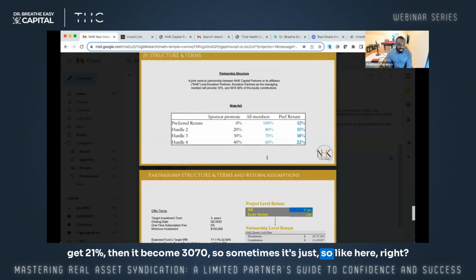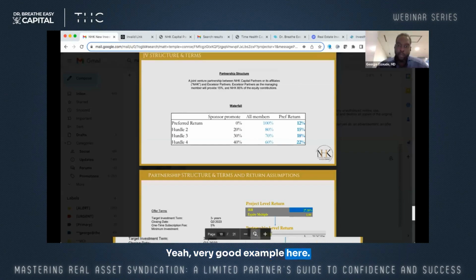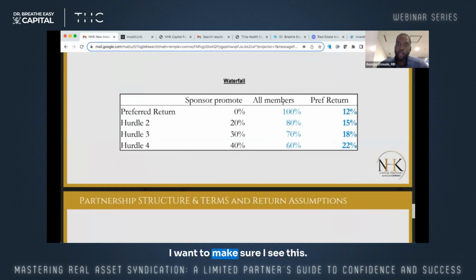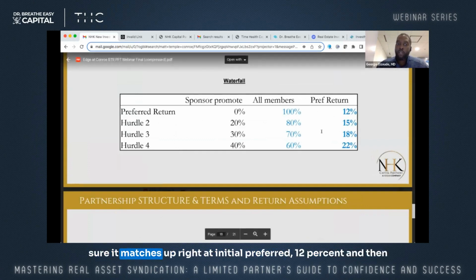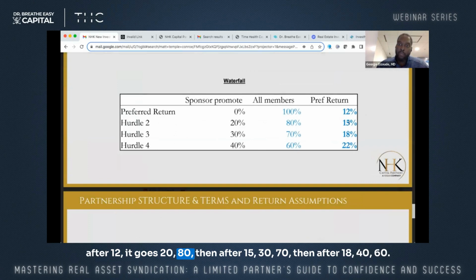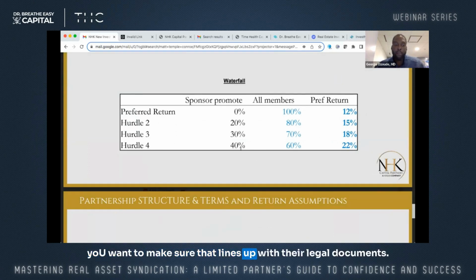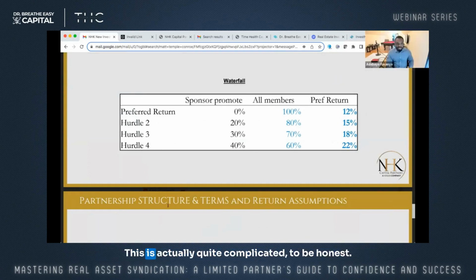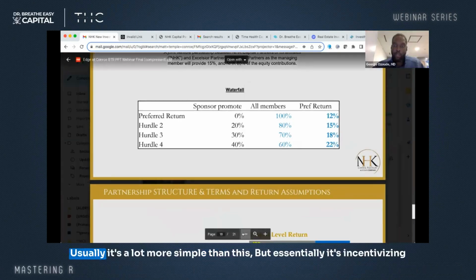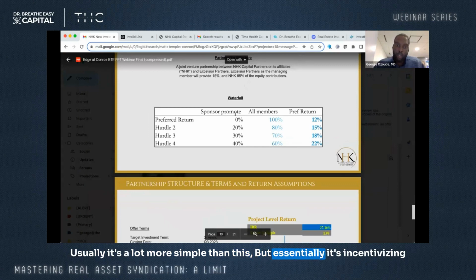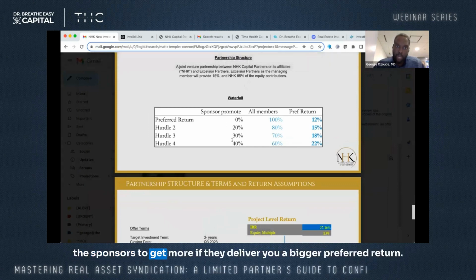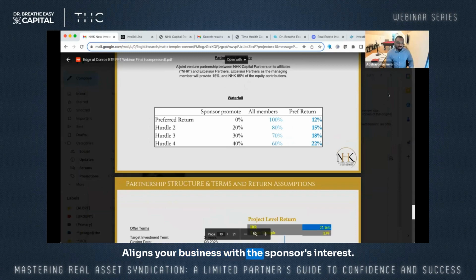So sometimes, like here, right? There's an example here. So this is in the OM, the non-legal document. I want to make sure I see this in their PPM and their operating agreement as well, just to make sure it matches up. At the initial preferred, 12%. And then after 12, it goes 20-80. Then after 15, 30-70. Then after 18, 40-60. You want to make sure that lines up with their legal documents. This is actually quite complicated, to be honest. Very complex. Usually it's a lot more simple than this. But essentially it's incentivizing the sponsors to get more if they deliver you a bigger preferred return. So it aligns your interest with the sponsor's interest.